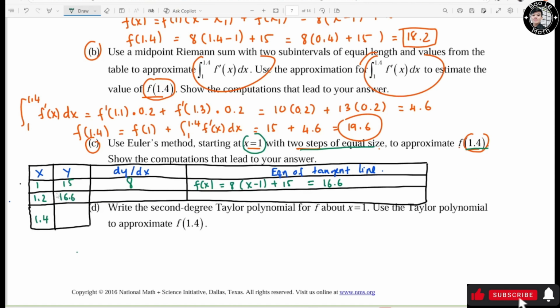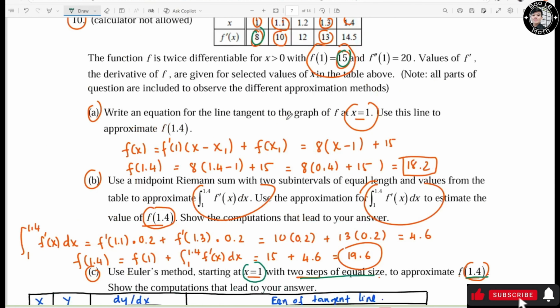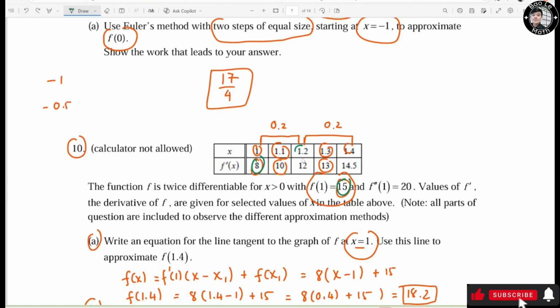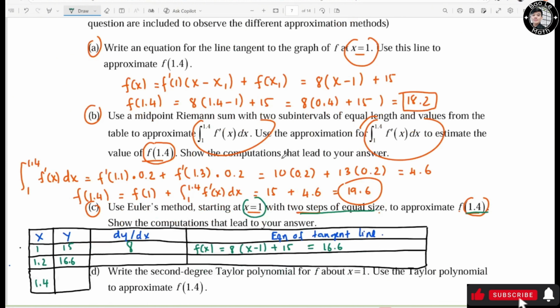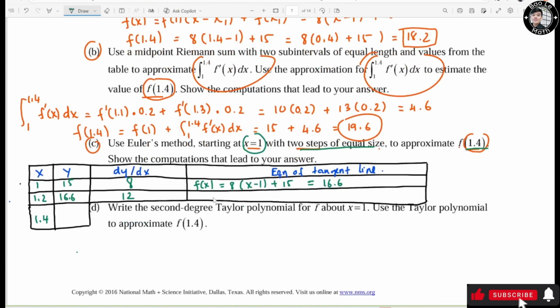Now dy over dx. So we need to calculate f prime of 1.2, which equals 12 right here, right? So we have f of s equals the slope, 12, times s minus 1.2 plus 16.6. So we substitute 1.4 for s over here, right? So we have 12 times 0.2 plus 16.6, which is 19.